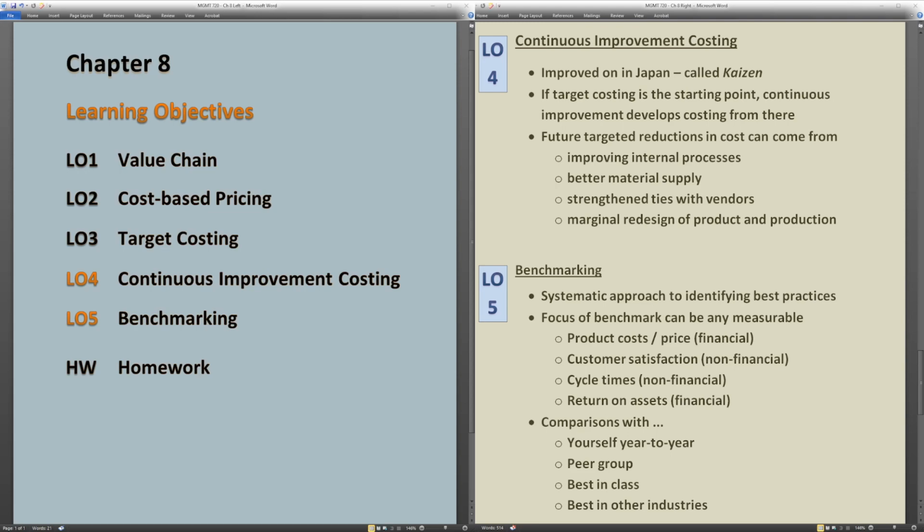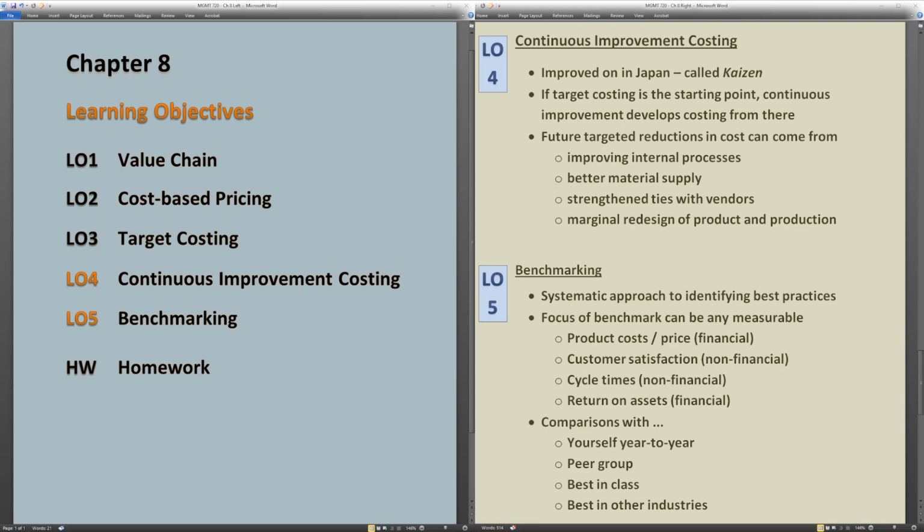Well, it could be improved internal processes, whether these are manufacturing or ordering or scheduling machines. There just could be something that we know, put these two machines closer together, something like that. Better material supply. Perhaps we find a better vendor, or the vendor we're working with gets better at providing that material. We have strengthened ties with vendors so that we can have shorter order cycles. We can have them do just in time, where they're delivering it right to the factory floor.